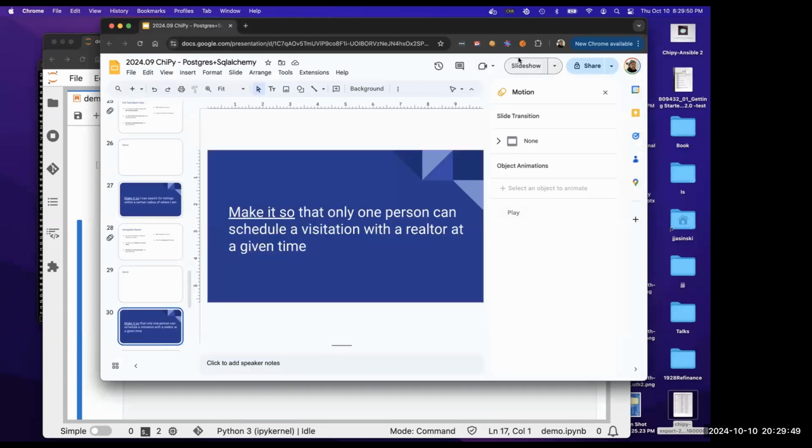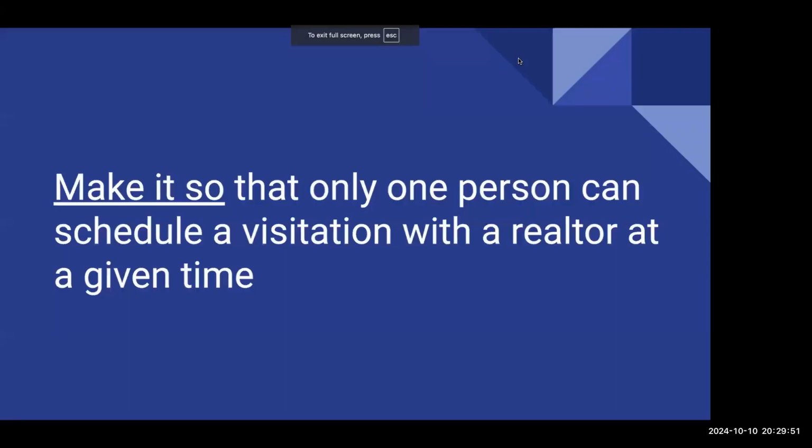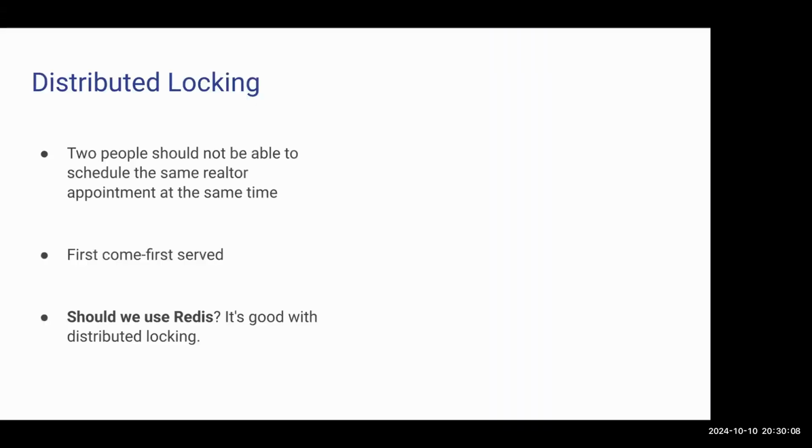So finally, we want to make it so one and only one person can schedule a visitation with a realtor at any given time. So if two people are in the process of filling out the form to schedule a realtor, we want to make sure that they can't conflict and they can't both get a time slot. Basically, two people should not be able to schedule the same realtor appointment at the same time.